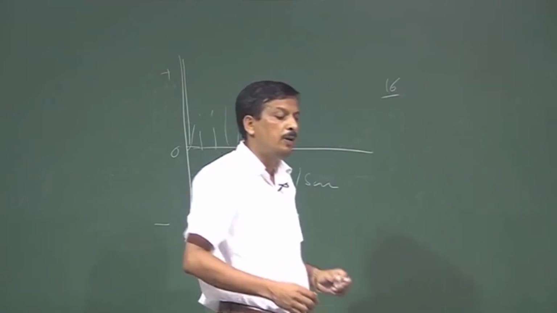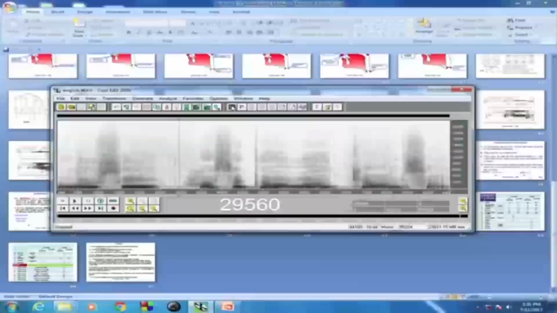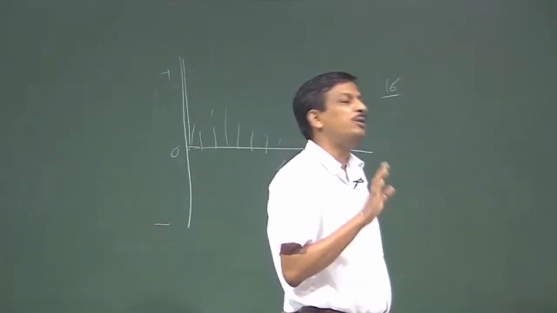Now, there is another kind of representation, which is called the spectral view. You can see this looks mostly like an X-ray plate. So, what is there? It is called a 3-dimensional plot of the speech signal.